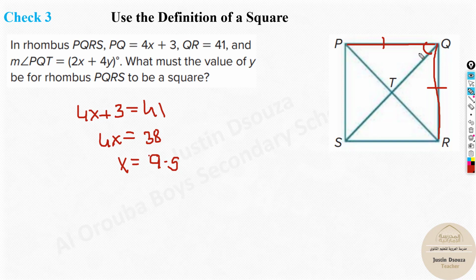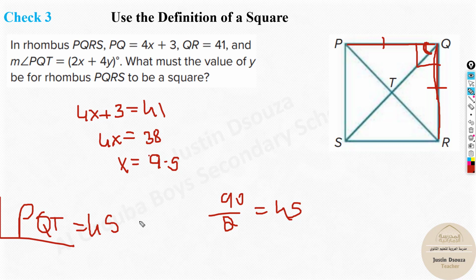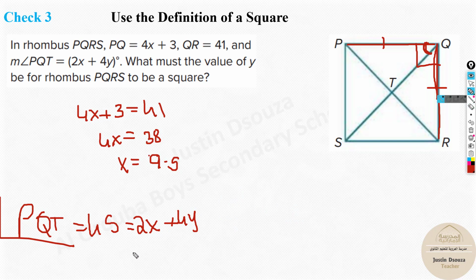And it looks like a square. Now you can't solve otherwise. This is given. Now they have told us this must be a square, right? So square means this is 90 degrees. But you know only PQT, this one, that is 90 by 2, that's 45 degrees. So we know the measure of angle PQT is equal to 45 degrees. That is 2x plus 4y. Okay, they have given it. Now, you know what the x value is? Just substitute and solve for y. It will be 2 times 9.5 plus 4y. That will be equal to 45.